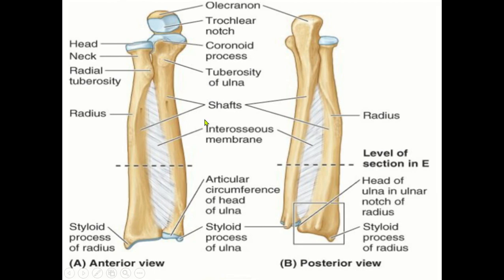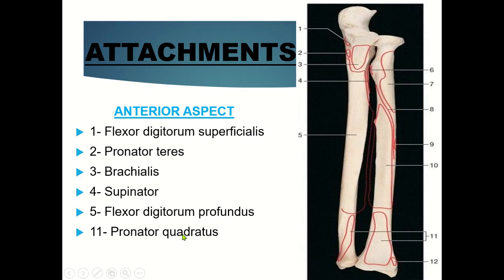So this is a diagram of the ulna. We can see the ulna here. This is the olecranon, this is the trochlear notch, coronoid process, tuberosity of the ulna, shaft, and styloid process of the ulna. Now we will go through the attachments on the ulna on the anterior aspect.